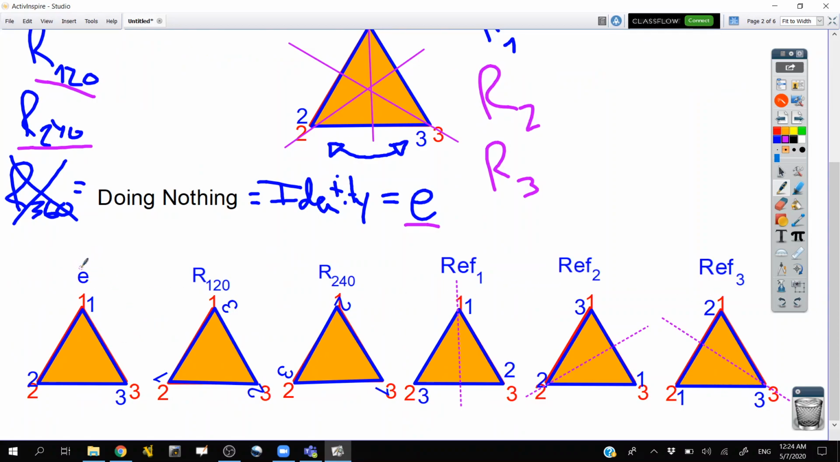So identity means none of the corners switch places, they're all in normal spots. Rotation of 120 means I take point 1 and rotate it down here. Everything rotates. 240, we rotate it, end up there. Reflection 1, mirror goes through point 1. Through point 2 is reflection 2. Reflection 3. All of these are symmetries, and they are all of the symmetries. There are no more for an equilateral triangle.